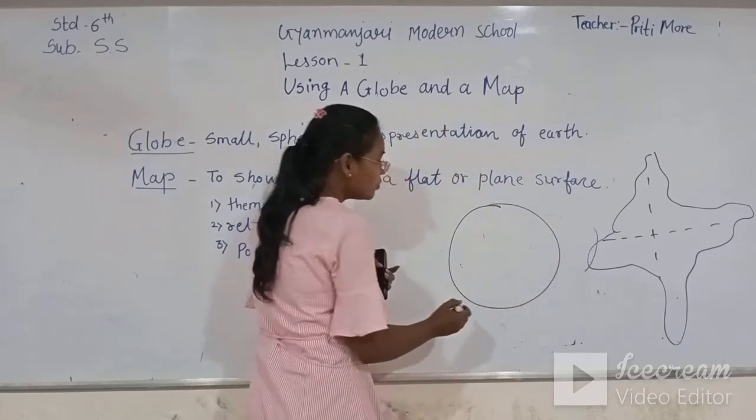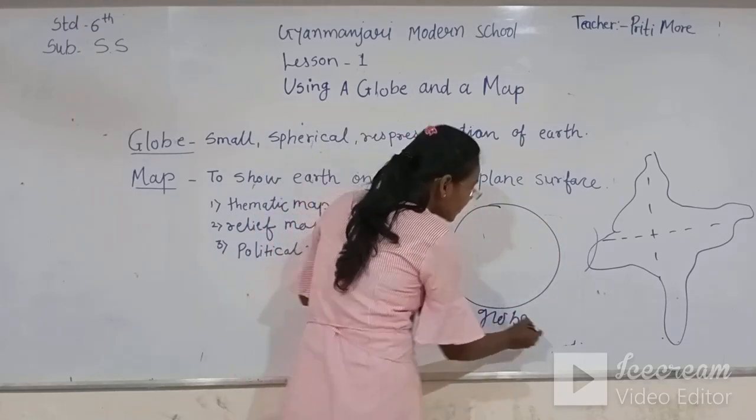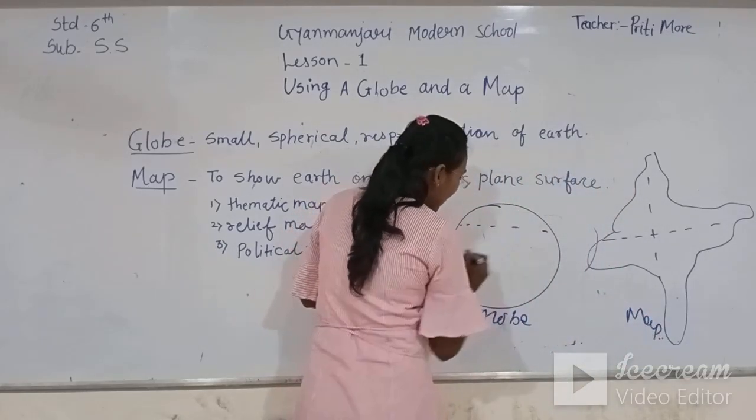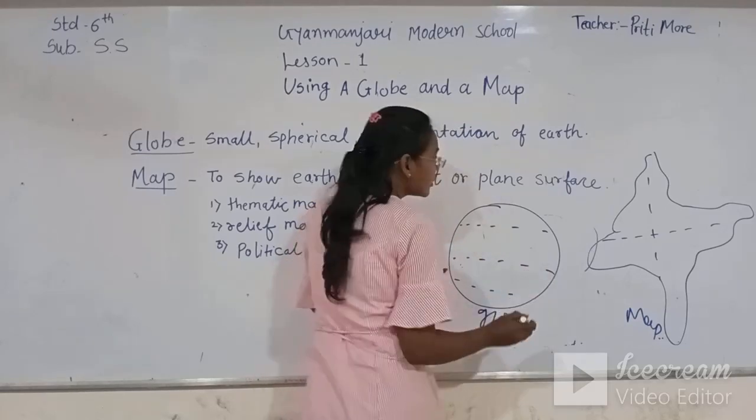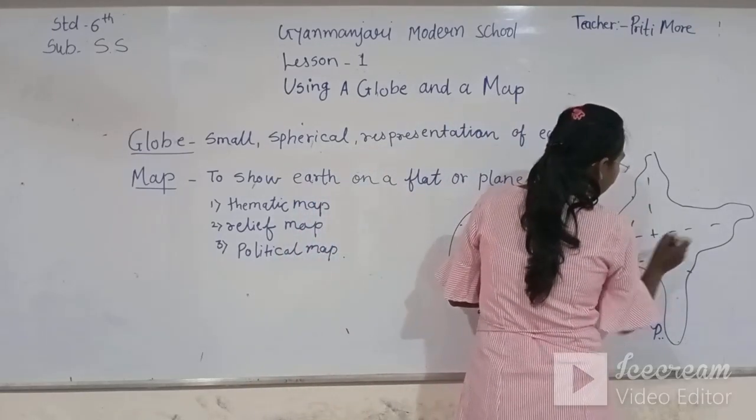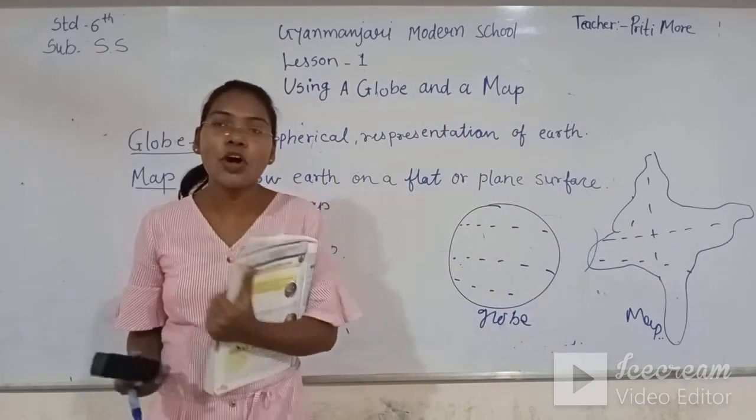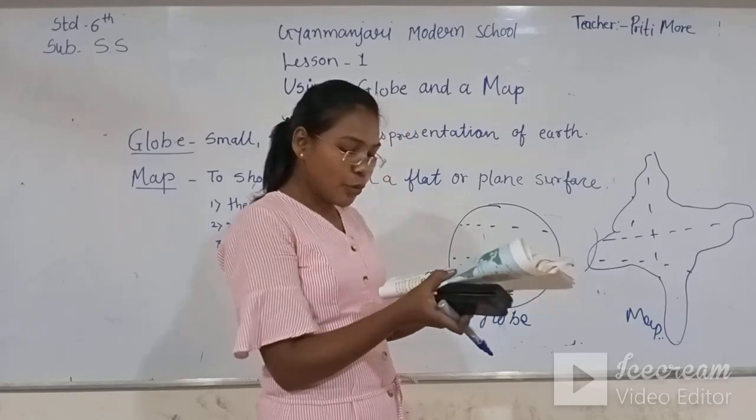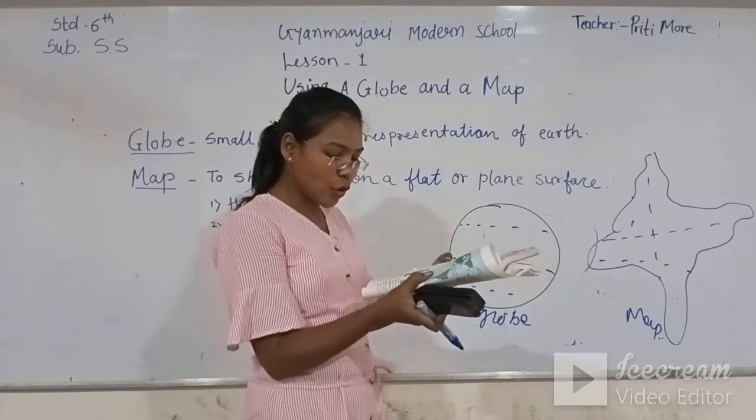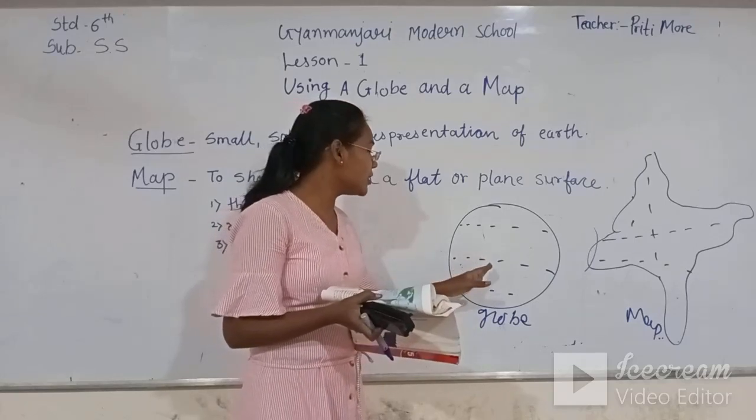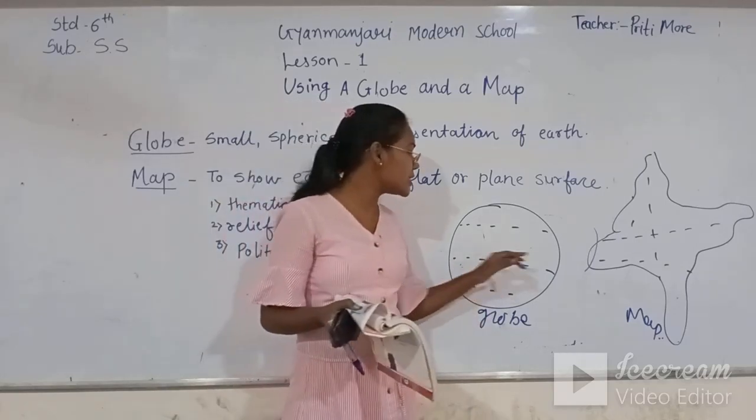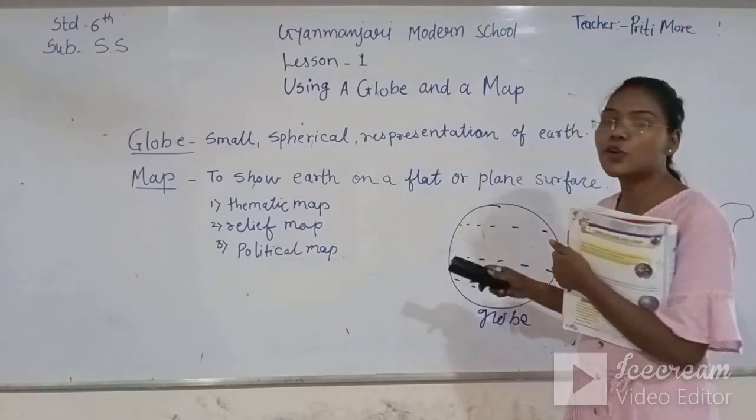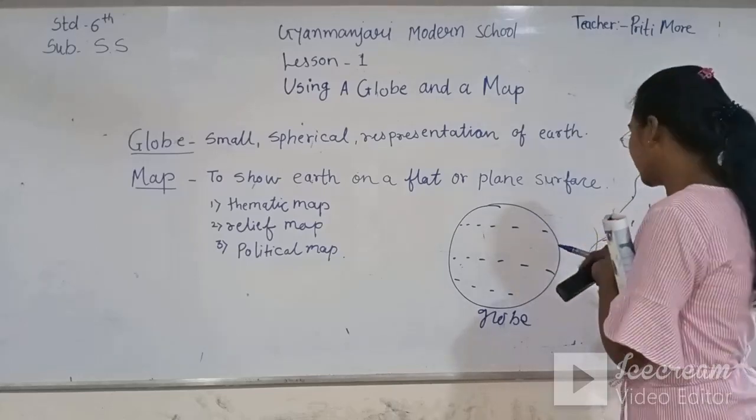Now see, this is a globe and this is a map. Here you can also see the lines, and here also you can see some lines. These lines are called latitude and longitude. On both the globe and the map, we have lines called latitude and longitude.